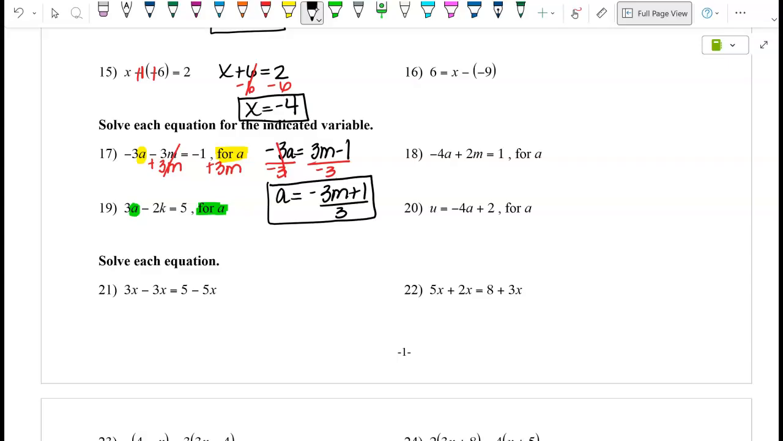All right, Nayeli, for number 19, 3a minus 2k equals 5. What am I going to do first? We're going to start off by adding 2k to both sides. We're moving that entire expression together. So we get 3a equals 2k plus 5, or if you wrote it as 5 plus 2k, that is fine.